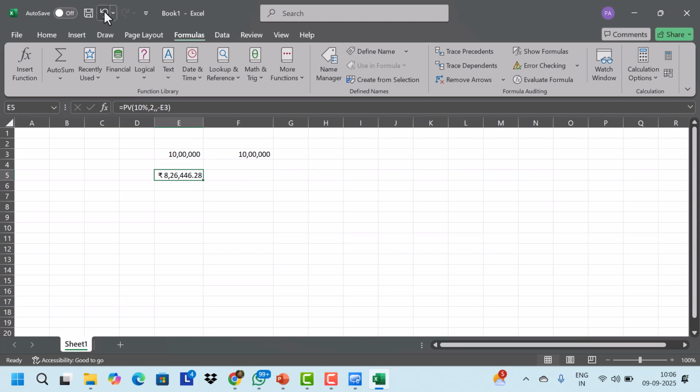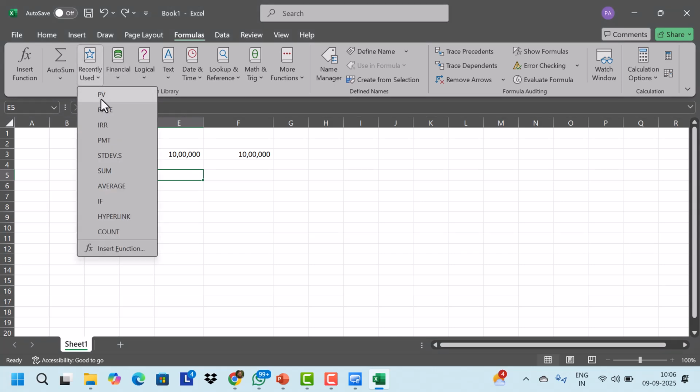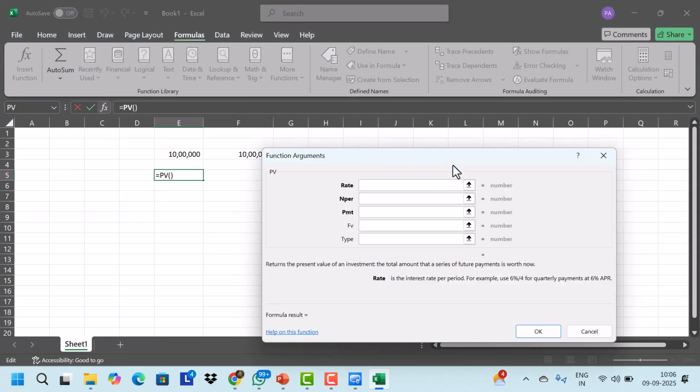Now let's see. First let's look at the first year. Okay, I give you the right method. First year, I take the present value. Okay, the rate is 10%. Okay, NPER is 1 year. Okay, and future value is this.